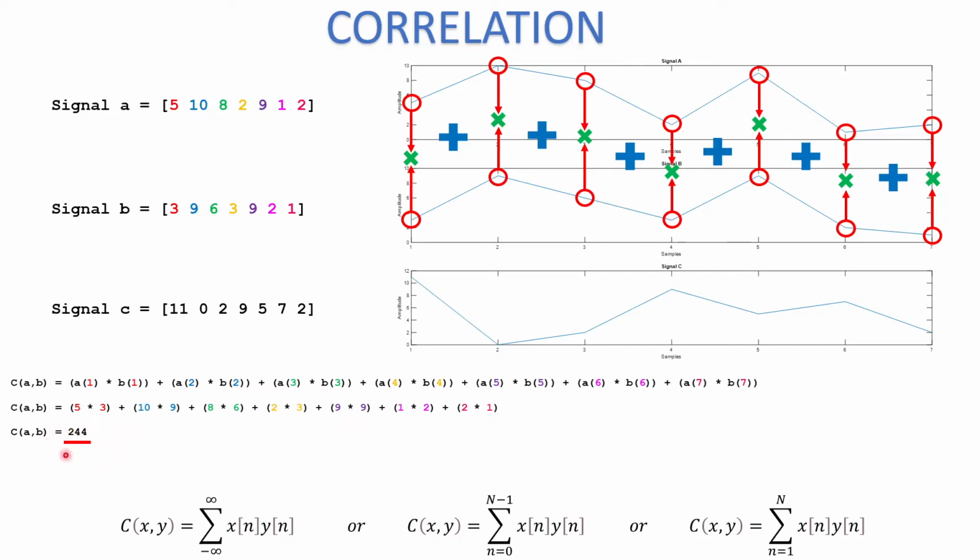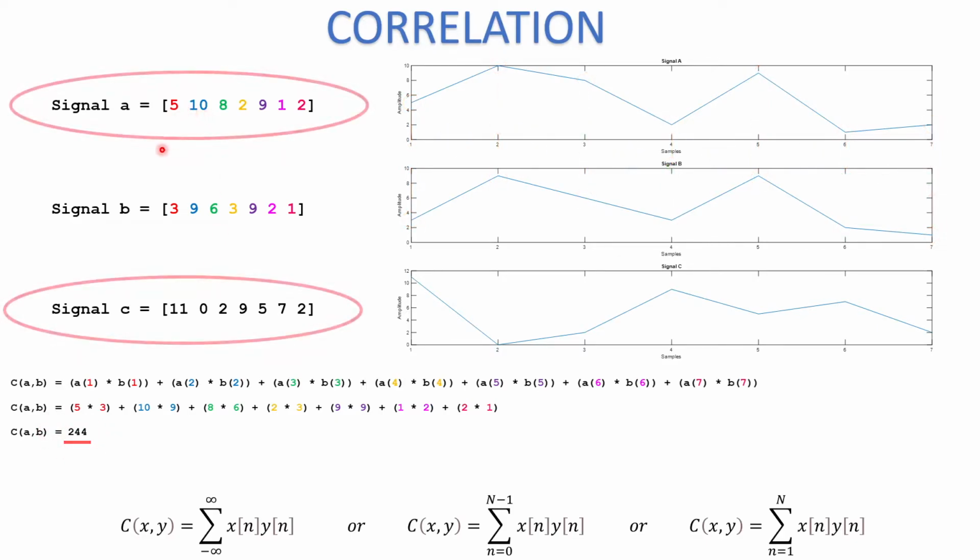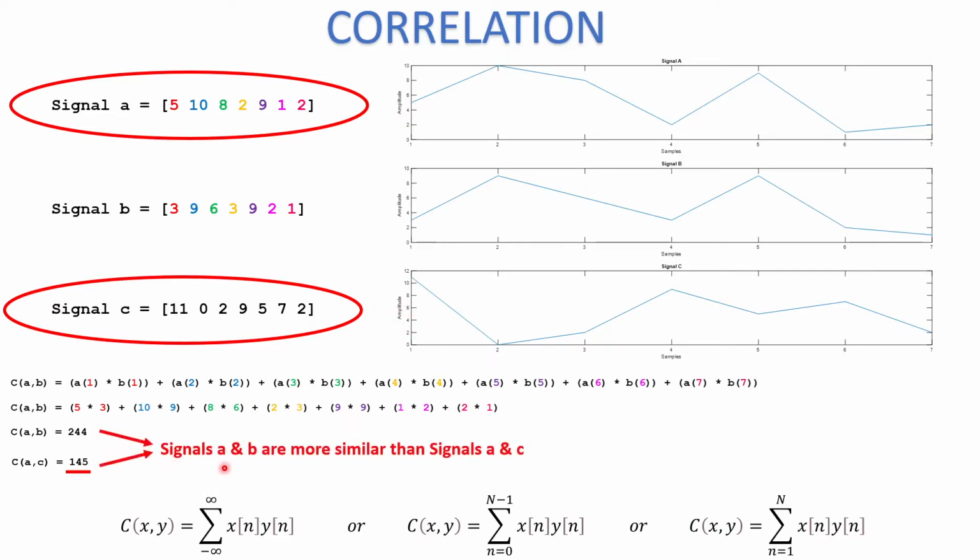Now, that value doesn't tell us anything just yet, because we haven't compared it to anything. So let's correlate A and C this time. We can tell visually that they're not similar, so we're expecting a smaller value, right? Yeah, we get 145 if we do the same thing all over again, but with A and C. So therefore, signals A and B are more similar than signals A and C. That could be very useful.